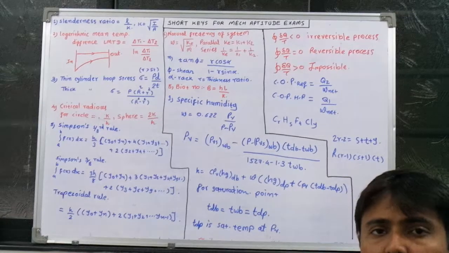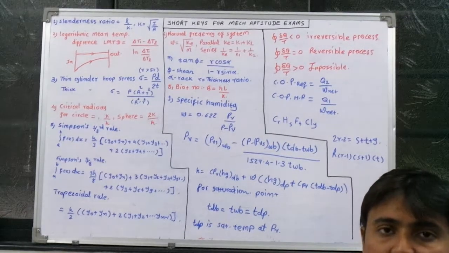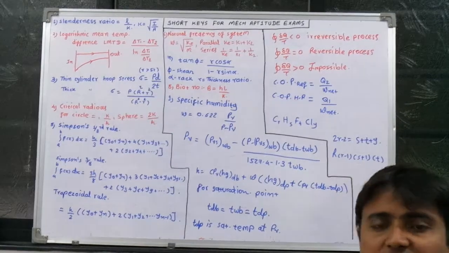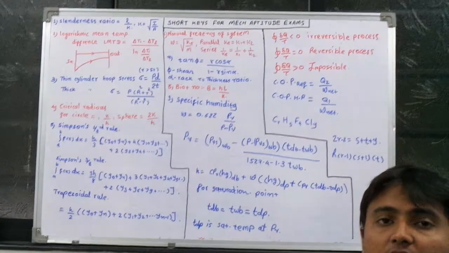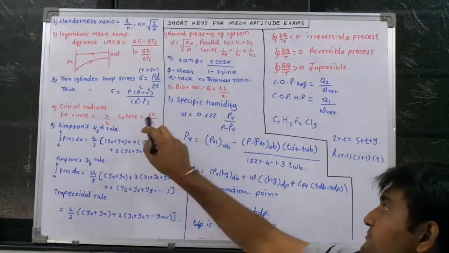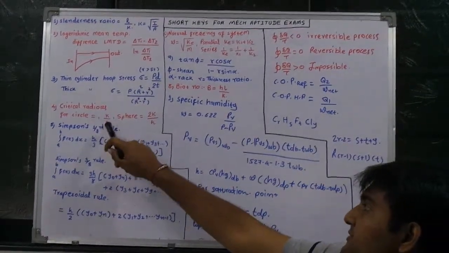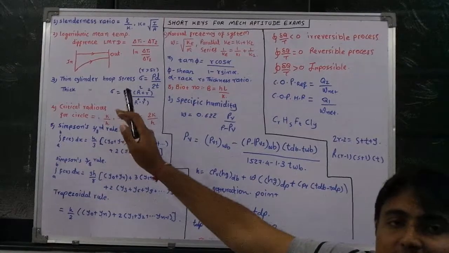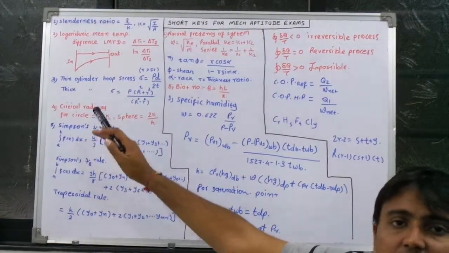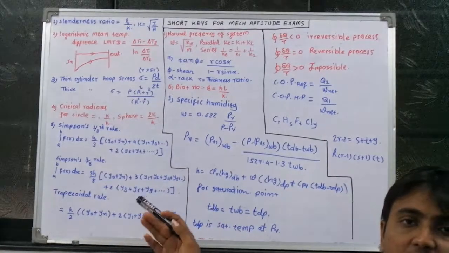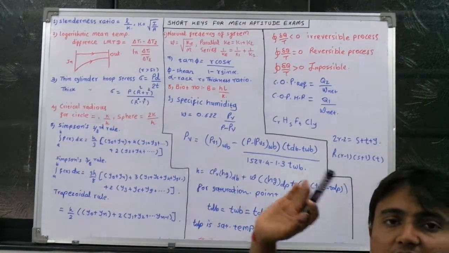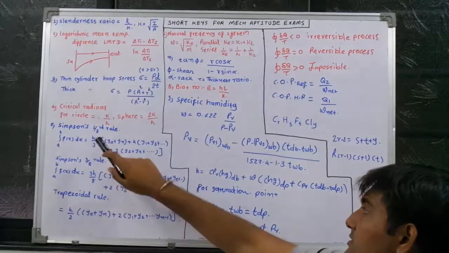Critical radius for the cylindrical surface is K divided by H, and for the spherical shape it is 2K divided by H. Mind well, if the radius is lesser than the critical radius, then heat loss will increase, and if the radius is higher than the critical radius, then the heat loss will reduce.